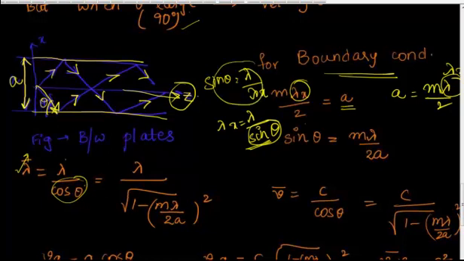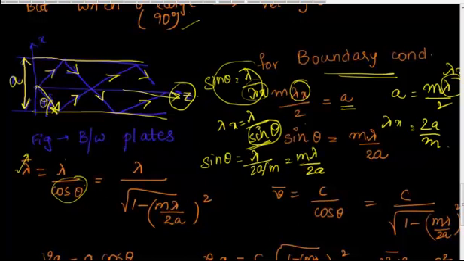Now this has to be substituted here. Lambda x is 2a by m. So our sine theta will be lambda by 2a by m, so this is m lambda by 2a. Now you have to substitute this in cos theta, but we have sine theta. But we know that cos theta is root over 1 minus sine square theta. So sine theta is here, and we are substituting it here: lambda by root over 1 minus m lambda by 2a whole square.